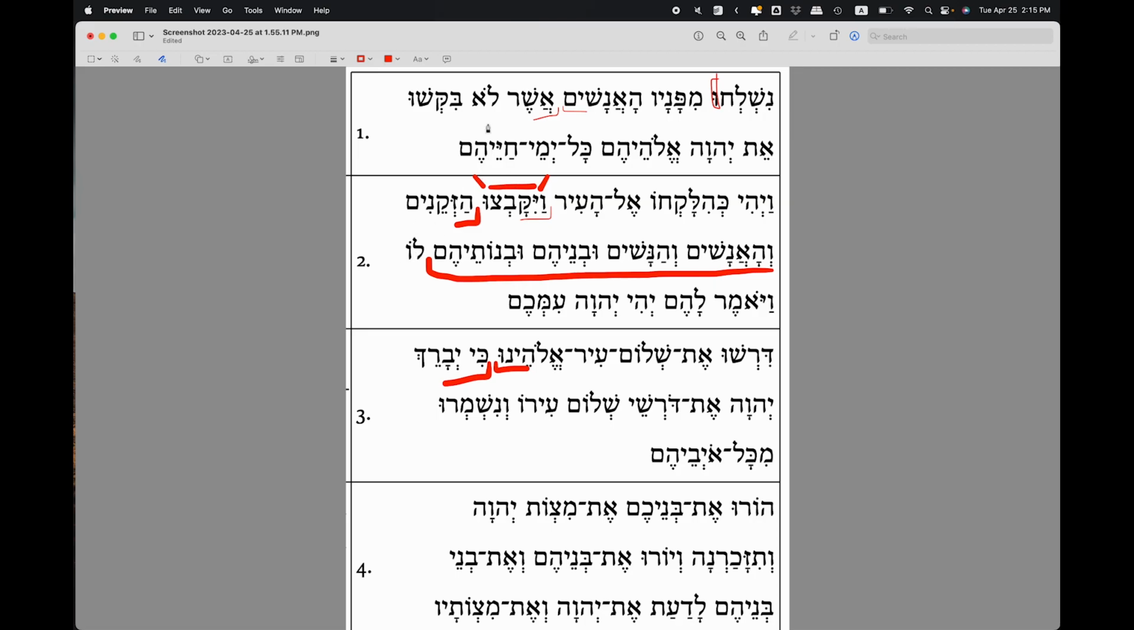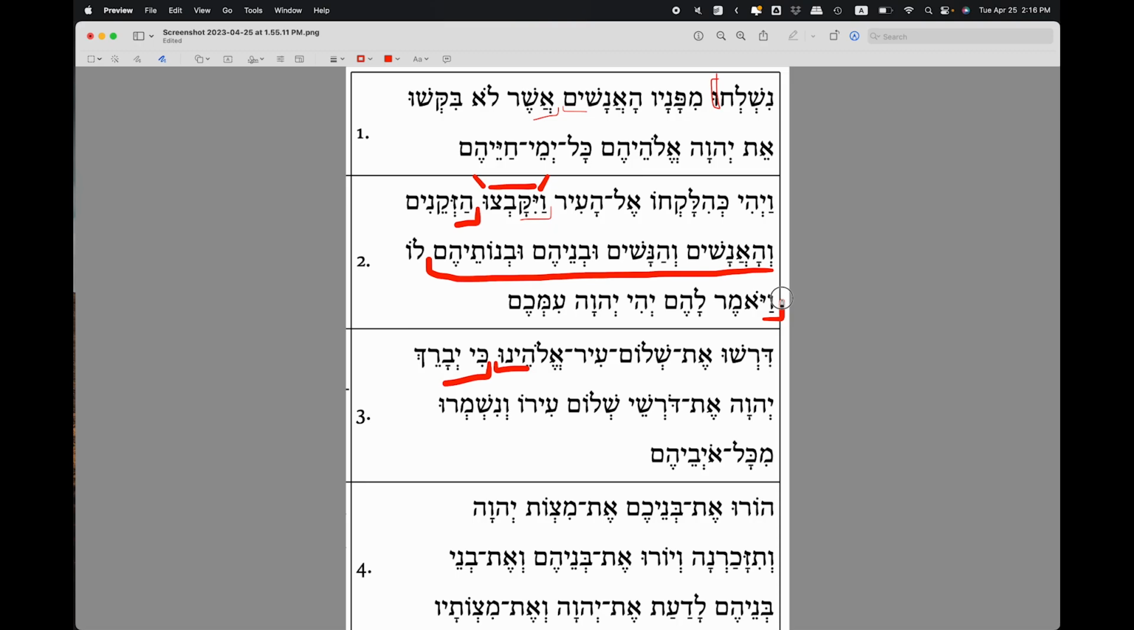Lo here, this is not the negative lo. This is the lamed preposition with the 3ms suffix, to him or to it. So it happened that when he was taken to the city, the priests and the men and the women and their sons and their daughters were gathered to him.